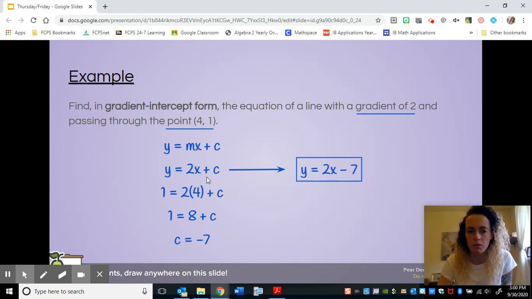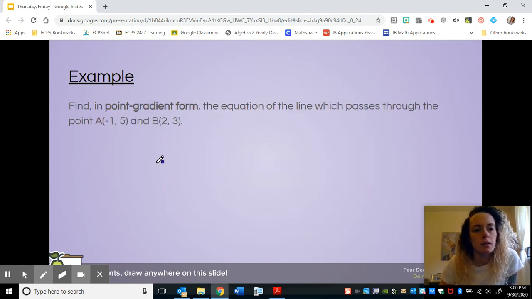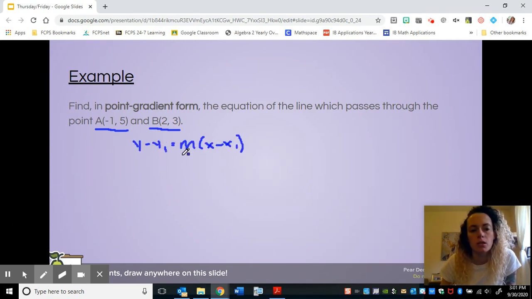All right, our next example, we are finding, in point gradient form, the equation of the line which passes through the points A (-1, 5) and B (2, 3). Point gradient form, I'm remembering, looks like this. This tells me I need the slope or the gradient, and I also need 1 point on that line to sub in for the x1 and the y1. So first, I'm going to have to find my gradient. So I'm going to say step 1.